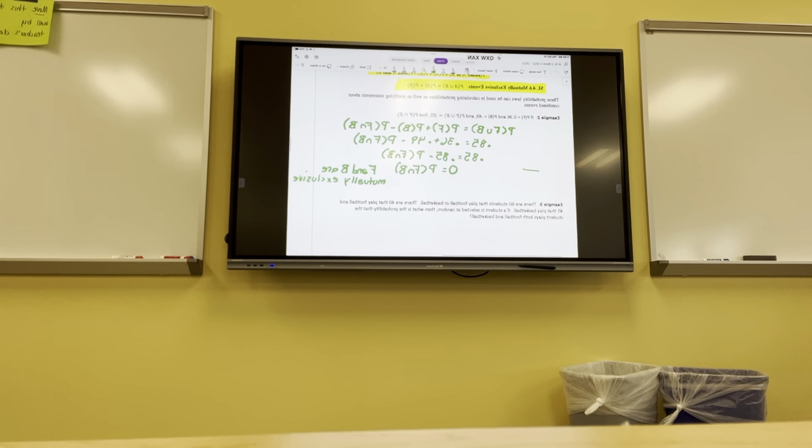So if we were drawing that, F and B would be their own circles, they would not touch. So we would have F and B. Mutually exclusive. Can't happen together. No intersection. We good with just plugging in, following along?